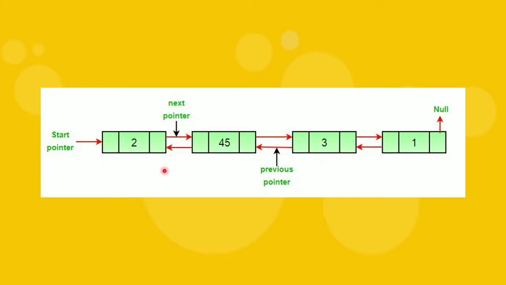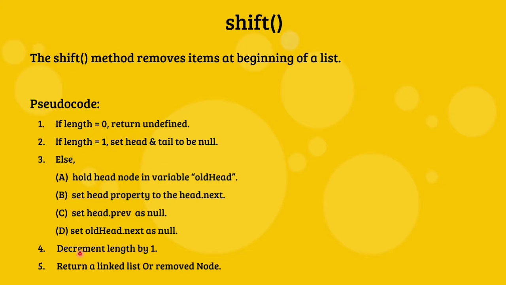Once the connection will be broken, actually we have performed shift method. So we will simply decrement length by 1 and then we will return a linked list or removed node. But in our case, we will try to return removed node. So with this, our pseudocode is complete. Let's code in our Visual Studio now.